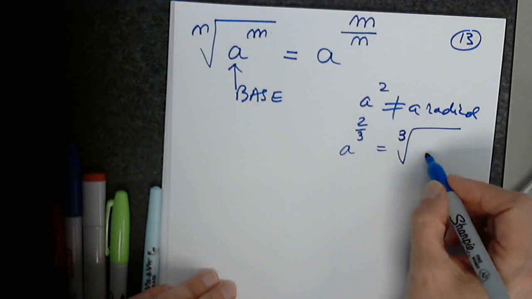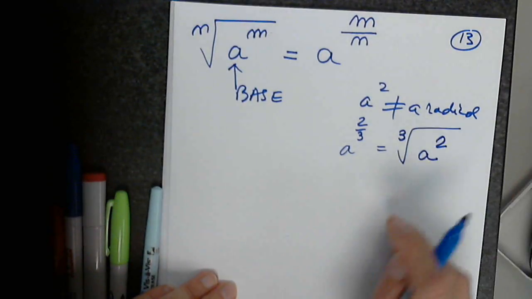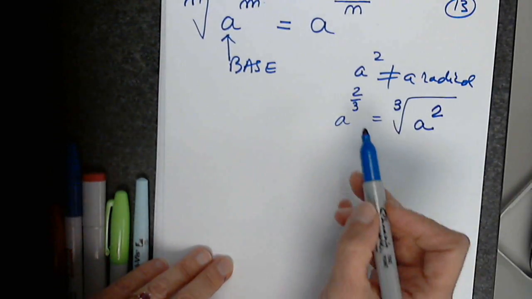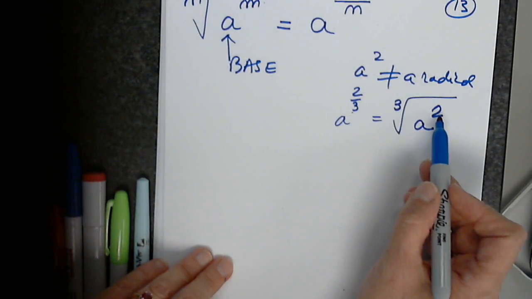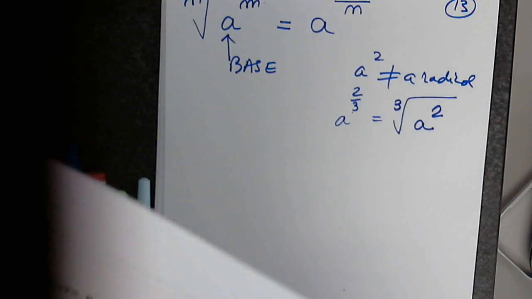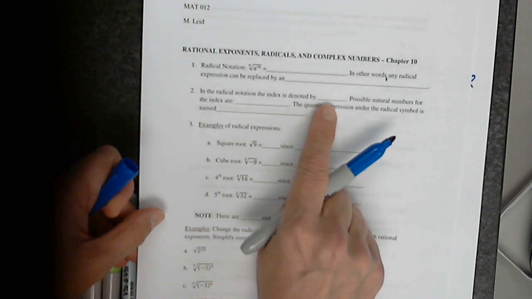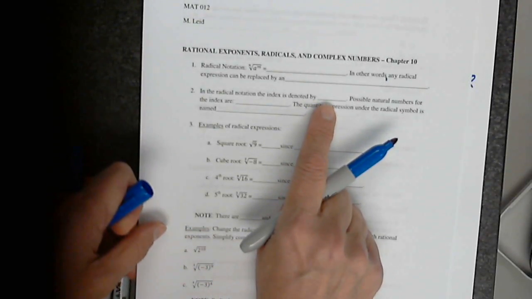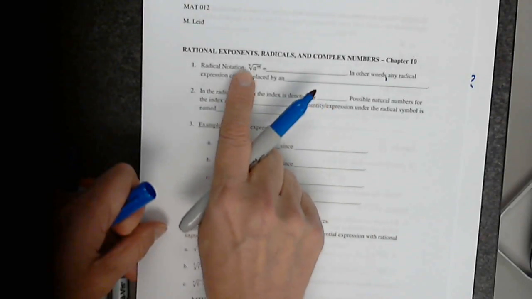Excellent. And the base is a. Which power does a have? So the denominator is always the index, the power is the power, the numerator is the power. Okay. In the radical notation, the index is denoted by lowercase n. That's the index, lowercase n.